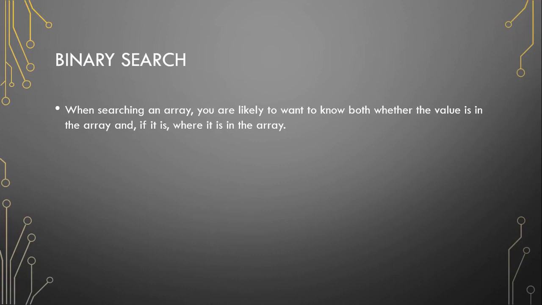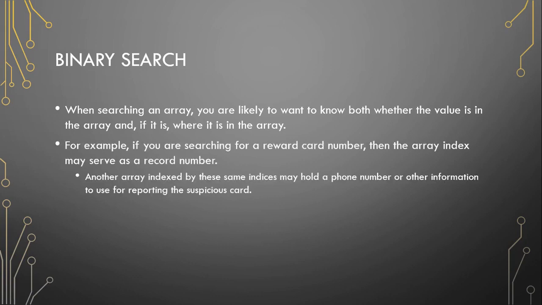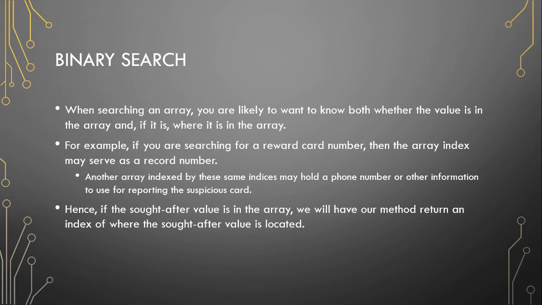All right, now when we're searching the array, we're likely going to want to know both whether the value is in the array, and if it is in the array, where is it? So for example, let's say we're searching for a reward card number, then the array index may serve as a record number. Another array indexed by the same indices may hold things like phone number or other information used for reporting a suspicious card.